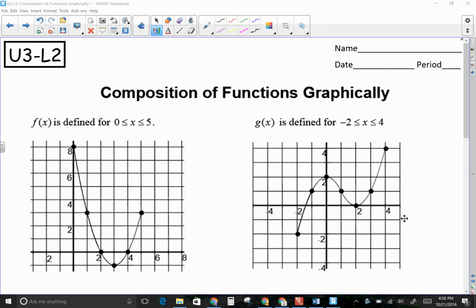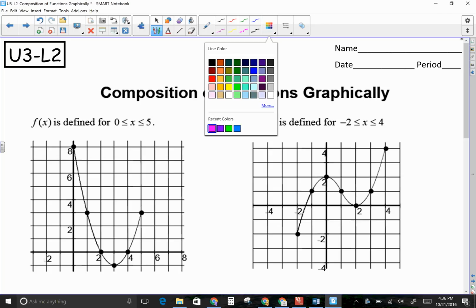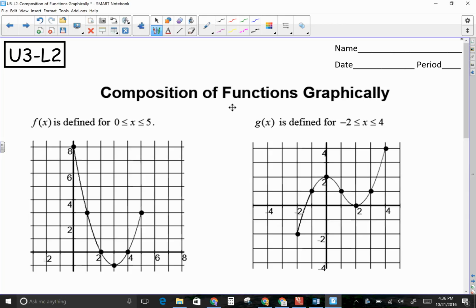Okay, today's lesson is Unit 3, Lesson 2, and we are talking about the composition of functions, and we're going to concentrate on doing that graphically today. But before we go on, I want to talk about what it means to compose functions.